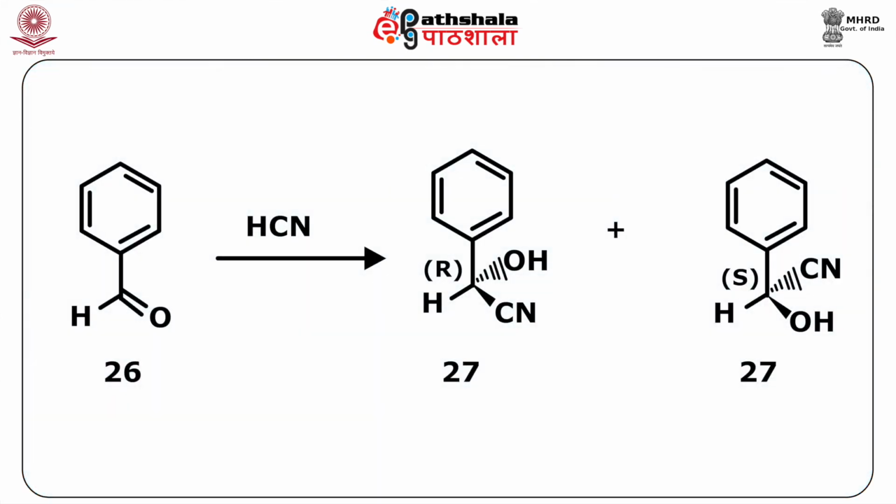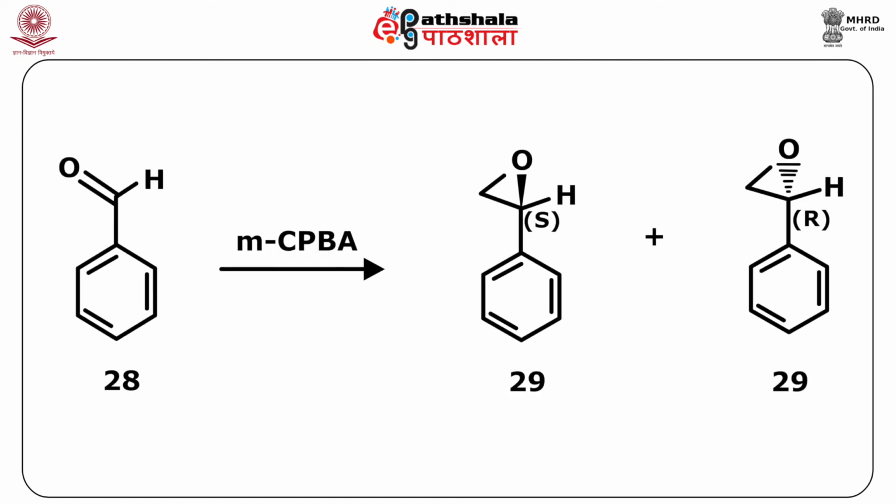The addition of HCN to benzaldehyde by the front face and the rear face of the carbonyl, that is a double bond, gives a pair of enantiomers of cyanohydrins. The faces of the carbonyl group in benzaldehyde are enantiotopic because by the addition of HCN on the two faces of the carbonyl group, it gives the product as enantiomers.